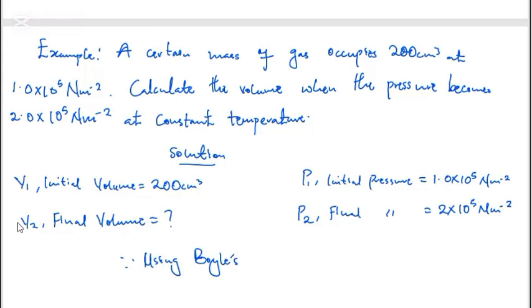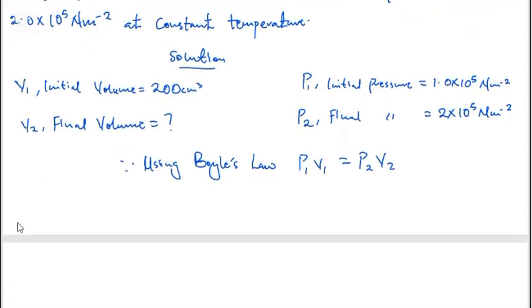For excellence, writing this will give you a bonus. Using Boyle's law first of all tells the examiner that you know which law you are using. P1 V1 is equal to P2 V2. So what is my P1? 1 times 10 raised to the power 5, times my V1, 200, is equal to P2, which is 2 times 10 raised to the power 5, times V2. So we are looking for V2, so we divide both sides.